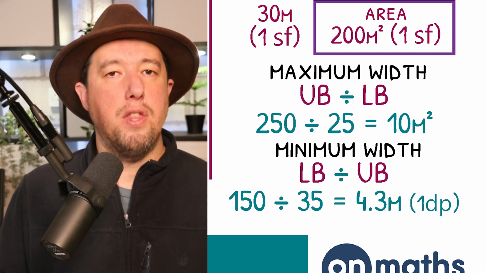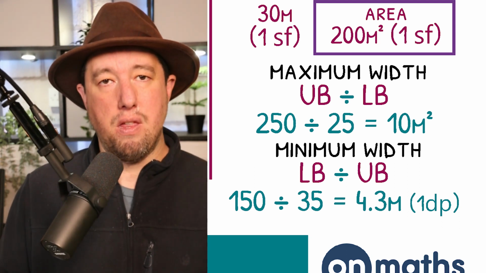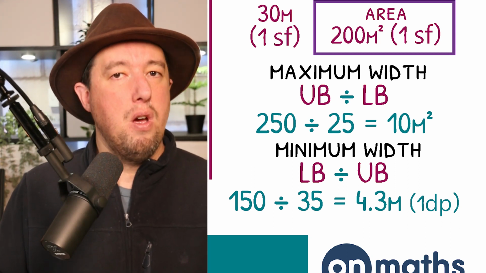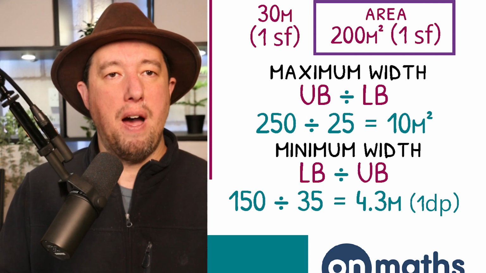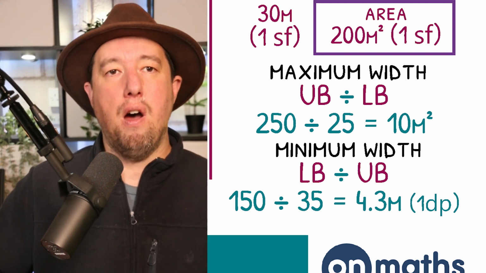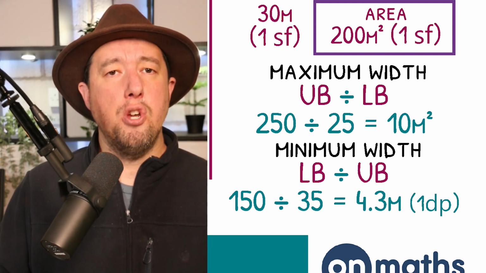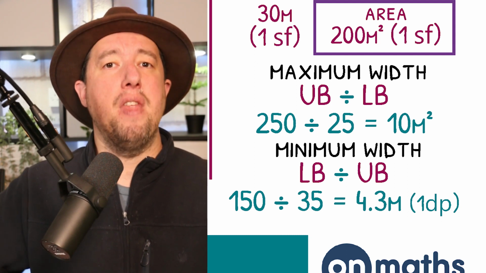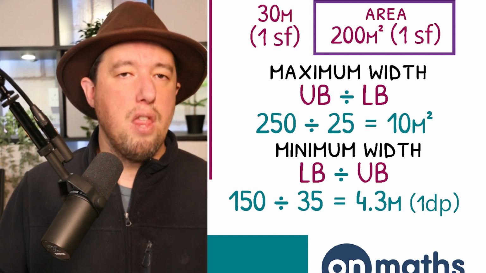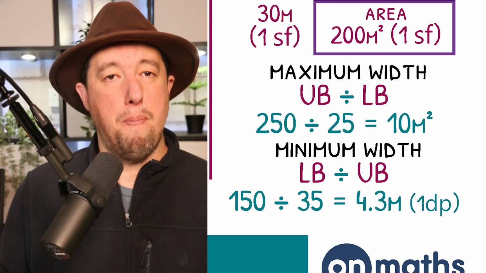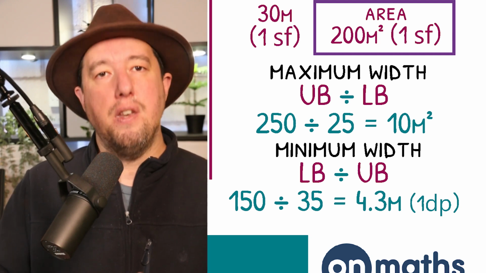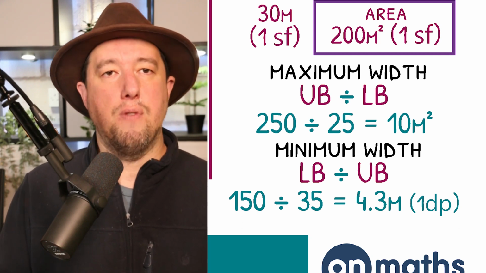To find the width, we would do the area divided by the length, but to find the minimum width, we will not want to use the lower bound for each number. To minimize an answer in a division, we want to do the smallest possible number divided by the largest possible number. In other words, lower bound divided by upper bound, or 150 divided by 35, which equals 4.3 meters.